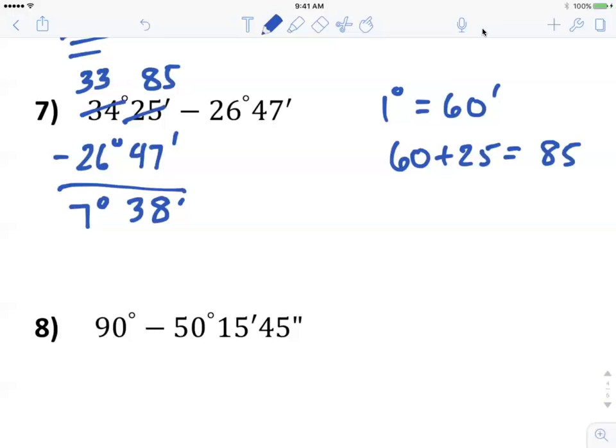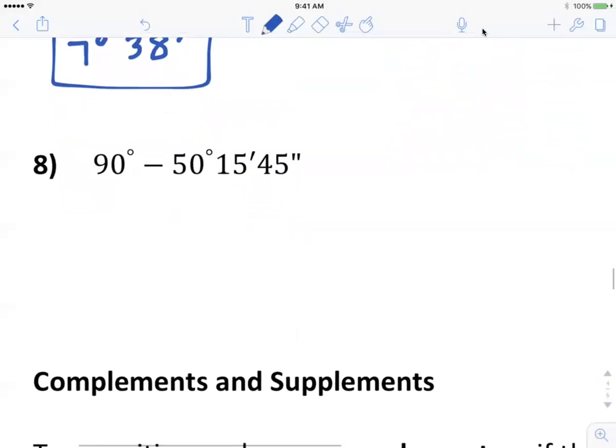Right? So my final answer, 7 degrees, 38 minutes. Okay. All right. So we're going to do something similar with this one. Now notice 90 degrees has no minutes, no seconds. So we're going to do some borrowing.